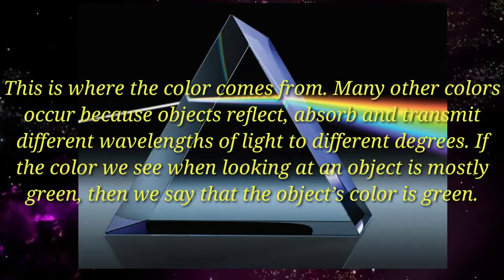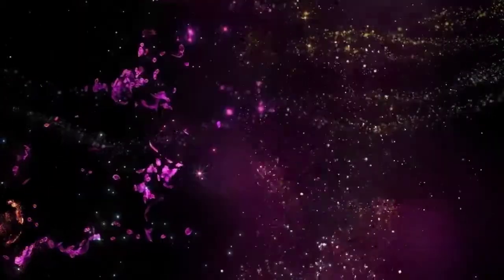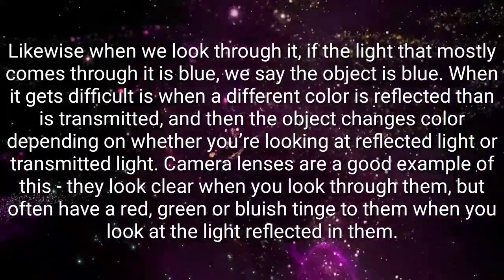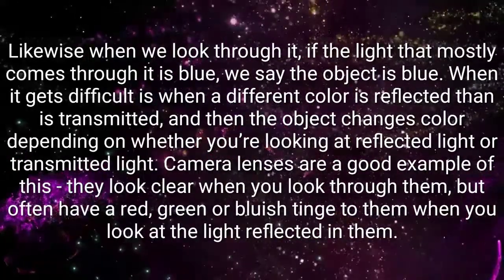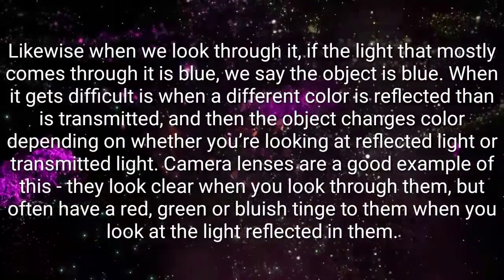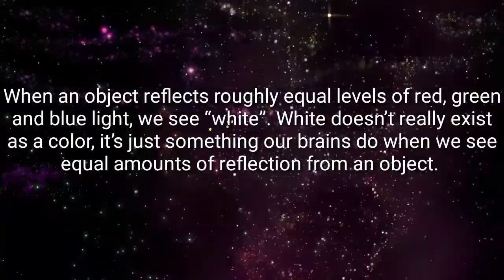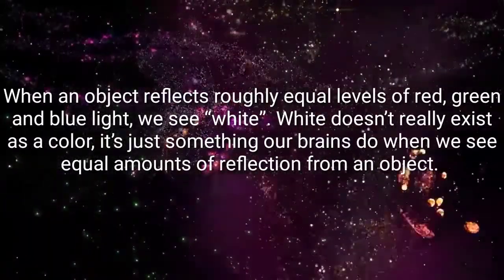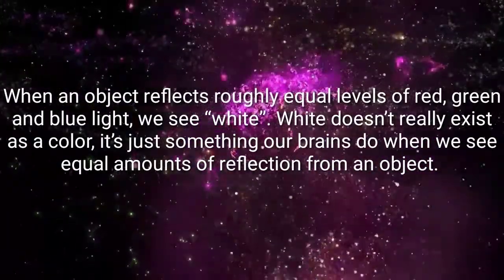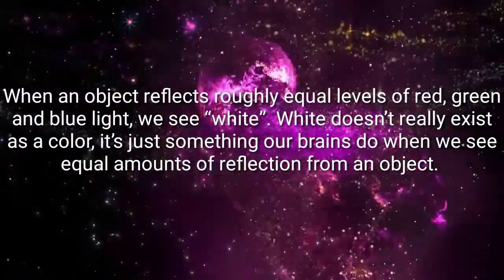If the color we see when looking at an object is mostly green, then we say that the object's color is green. Likewise, when we look through it, if the light that mostly comes through it is blue, we say the object is blue. When it gets difficult is when a different color is reflected than is transmitted, and then the object changes color depending on whether you are looking at reflected light or transmitted light.